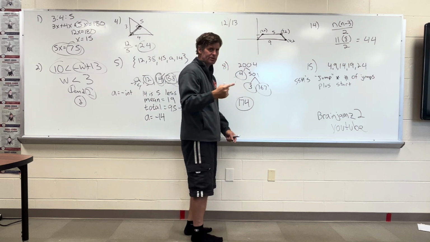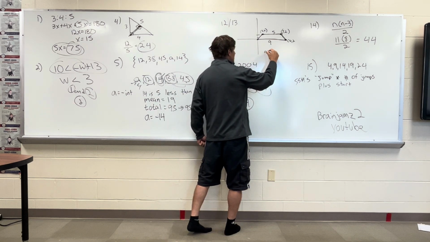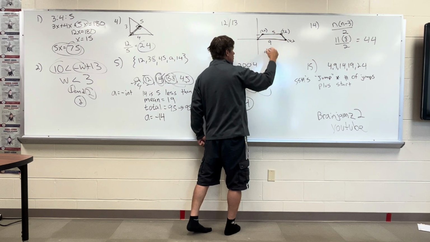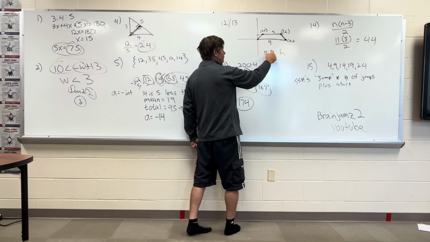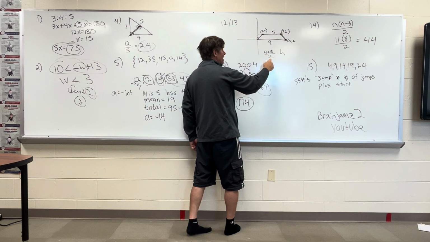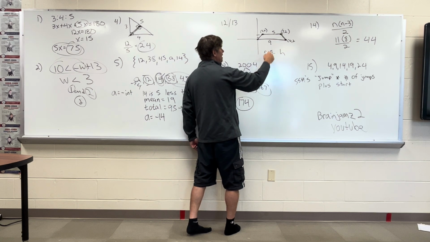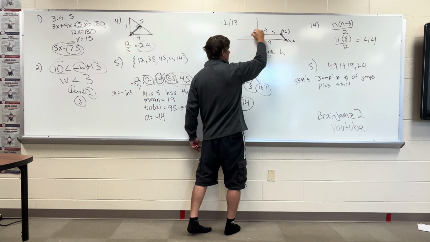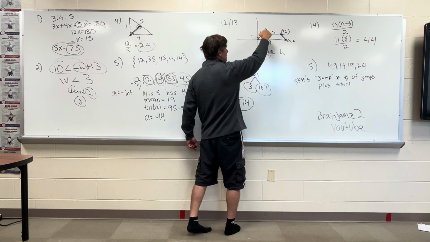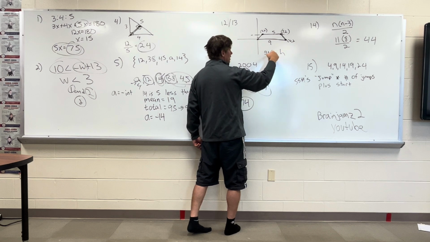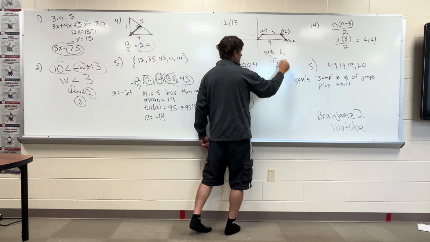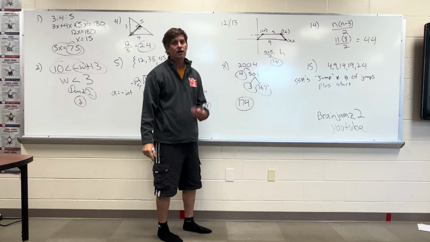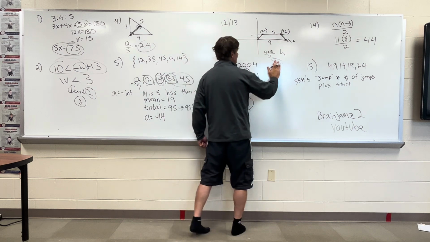Well, the area of the trapezoid is base 1 plus base 2 divided by 2 times the height. 9 plus 5 is 14, divided by 2 is 7, times the height. Well, the height is 2 because we went up to 2. So it's 7 times 2, which is 14. So number 12, the area of the trapezoid, was 14.